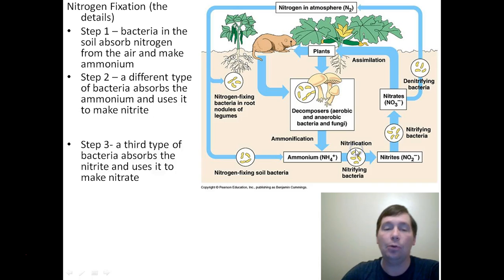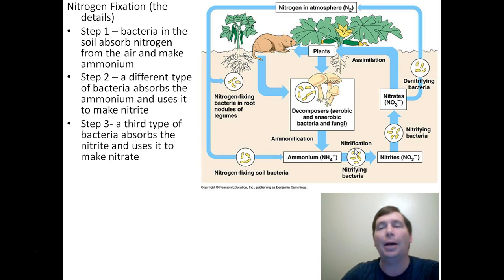And then step 3 is another type of bacteria. So we've got 3 different types of bacteria we're talking about here. It absorbs the nitrite and uses it to make something called nitrate. So this is all based on bacteria. Bacteria absorb nitrogen out of the air and use it to make ammonia. Then another type of bacteria uses the ammonia to make nitrite. And then a third type of bacteria uses the nitrite to make nitrate.